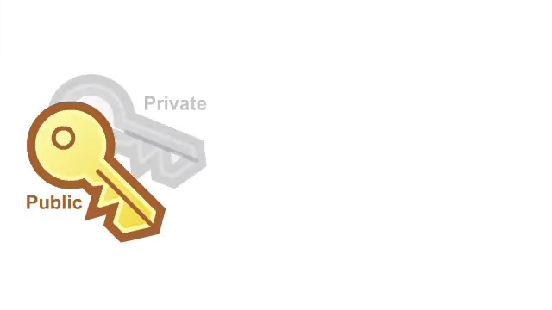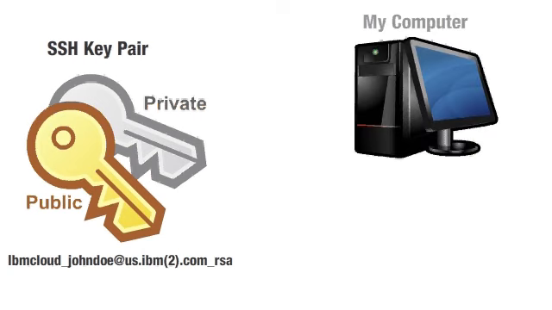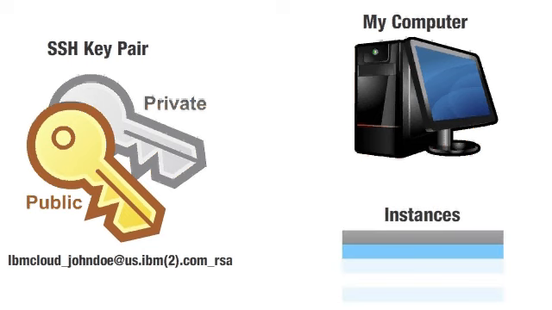Now I'm going to talk about modifying the SSH key pairs. IBM Smart Business, Development and Test on the IBM Cloud allows access through a key pair. There is a public key and a private key. I have downloaded our private key in the demo entitled Add an Instance. They are named something such as IBM Cloud _John Doe at us.ibm2.com_RSA.